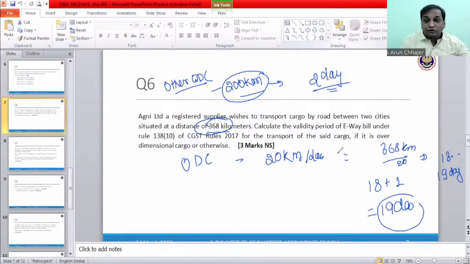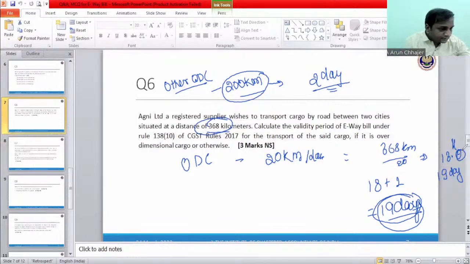Sushil Kumar Barik, you cannot say approximately, it must be the exact number of days. Exact number of days, 19 days. Because it has some parts, 1 extra day would be there. So 18 days plus 1 day, so 19 days. Exactly 19 days.